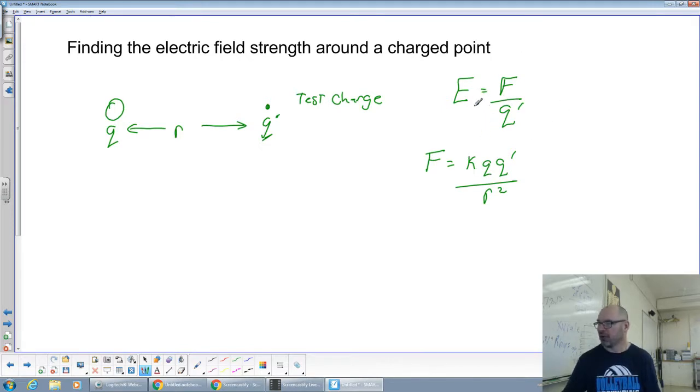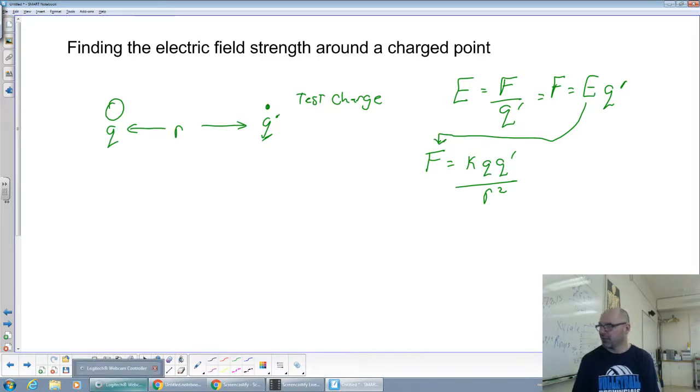So what we can do is take this and rearrange it for force, which we already did. Force equals the electric field times Q prime. Then we can plug that whole expression, E Q prime, into here, and then we can do some work. So plug it in there.